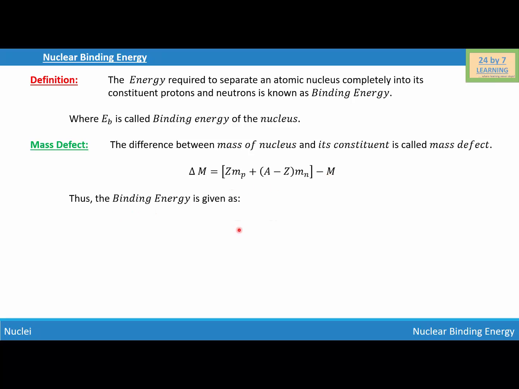Thus the binding energy is defined as E_B = ΔM c², and ΔM we will get from here.